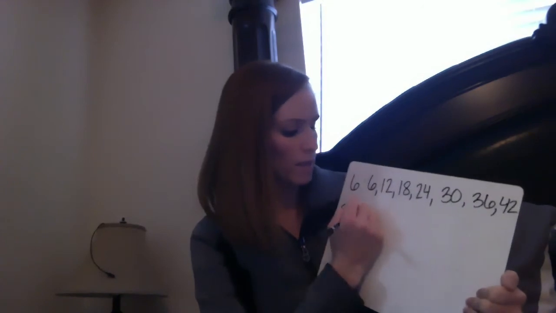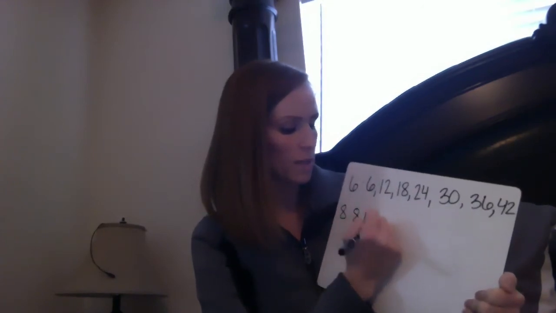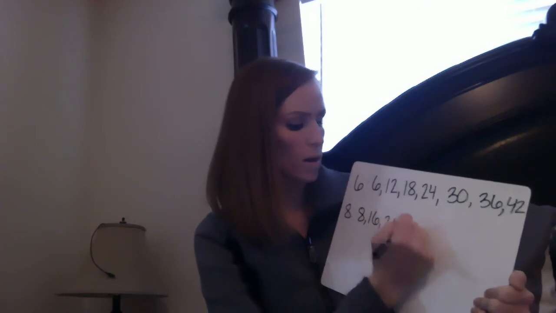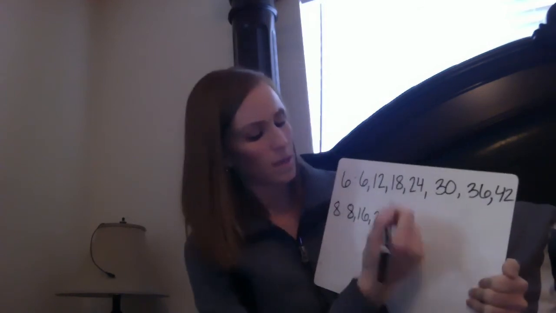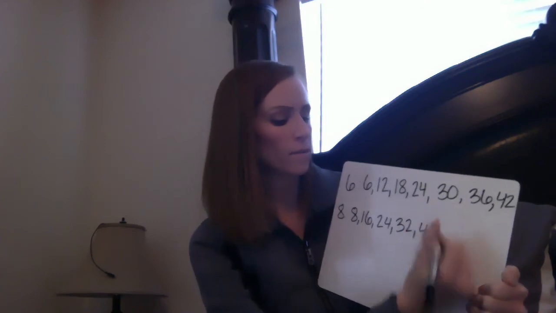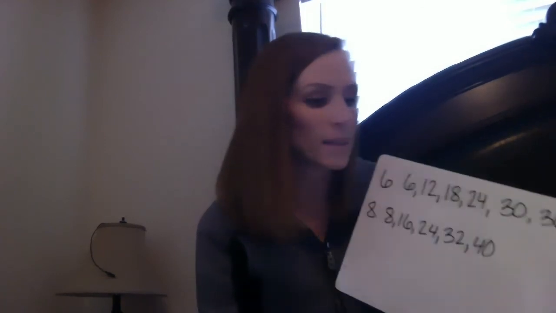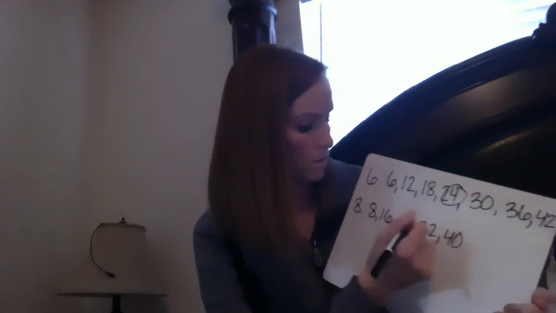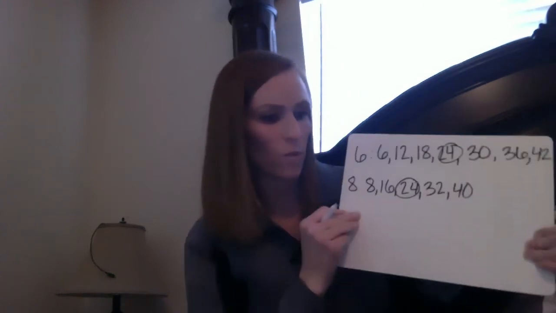Okay, now 8. 8 times 1 is 8. Times 2 is 16. Times 3 is 24. Times 4 is 32. Times 5 is 40. Okay, now if we're finding the least common multiple, we have 24. And that is all that we're doing today, is we're just simply finding the least common multiple. We'll be using that later in a lesson, but today they just want you to be able to identify the least common multiple.